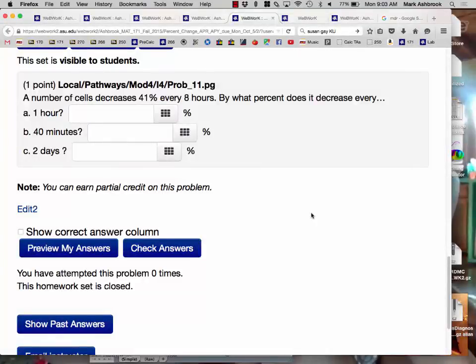Okay, so a number of cells decreases 41% every 8 hours. By what percent does it decrease every 1 hour, 40 minutes, 2 days?